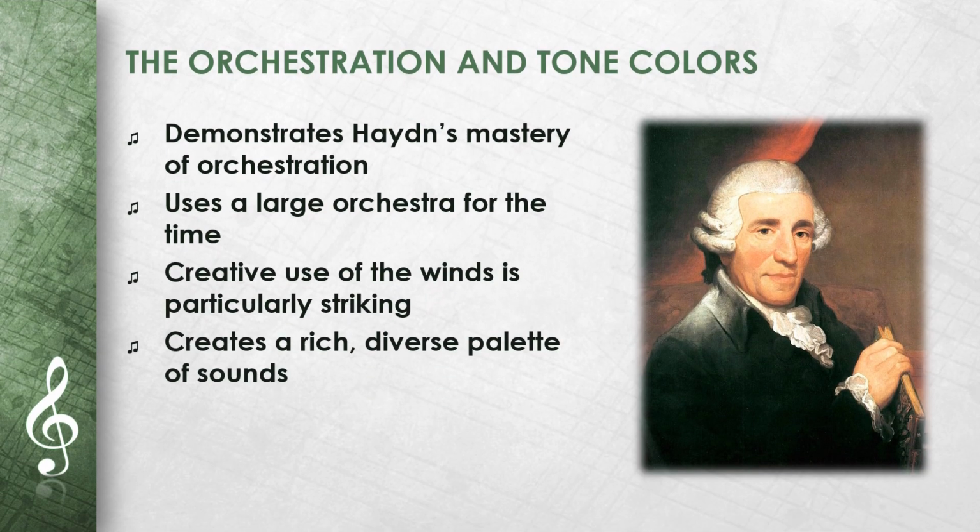In the London Symphony, Haydn demonstrates his mastery of orchestration. He uses a large orchestra for the time, with strings, double woodwinds, horns, trumpets, and timpani. Haydn skillfully uses the various instrumental groups to create contrasts and interesting timbres. His creative use of the winds is particularly striking, as they often take on important thematic tasks. He creates a rich, diverse palette of sounds, ranging from delicate to powerful passages.